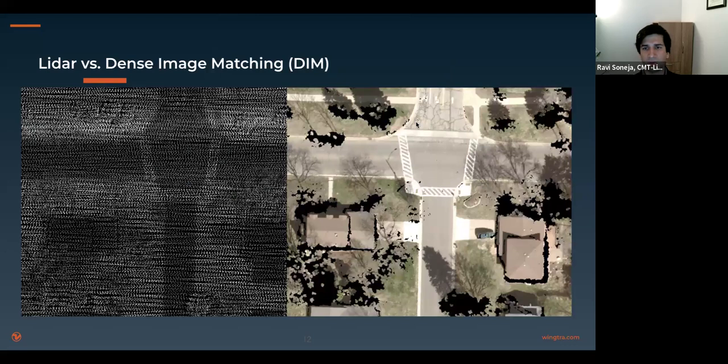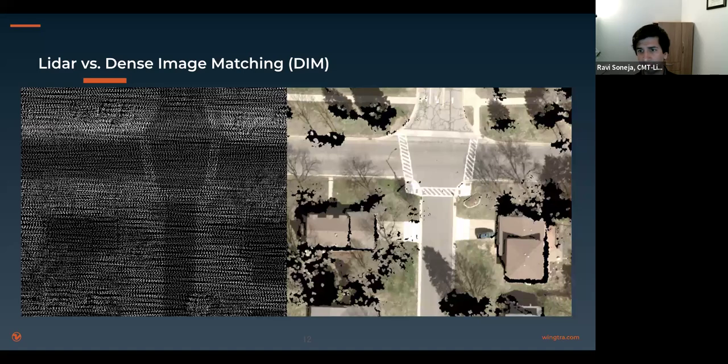And then tying back into LiDAR versus photogrammetry, I do want to talk very briefly about LiDAR versus dense image matching. Dense image matching is essentially a photogrammetrically derived point cloud. This is typically done using off-the-shelf software, something like Pix4D or even Agisoft Metashape. I've got two pictures here on this slide. The one on the right is a dense image matching point cloud. It's colorized using the RGB values.